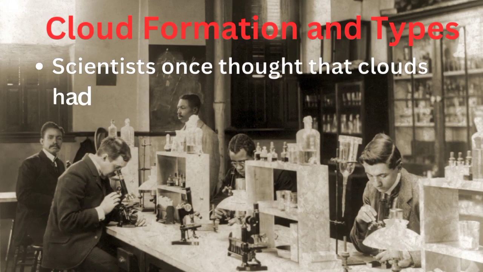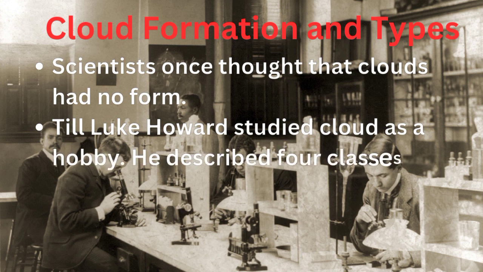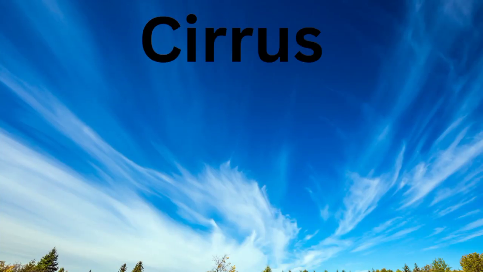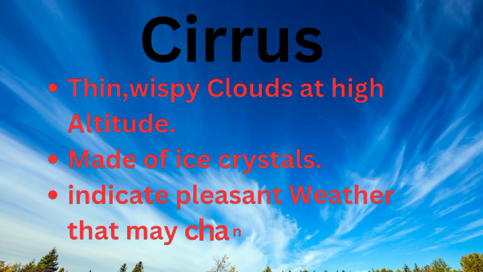Cloud types. Luke Howard studied clouds as a hobby. He described four classes of cloud, namely cirrus. It is a thin, wispy cloud at high altitude, which is made up of ice crystals. It indicates pleasant weather, but it may change to rain.